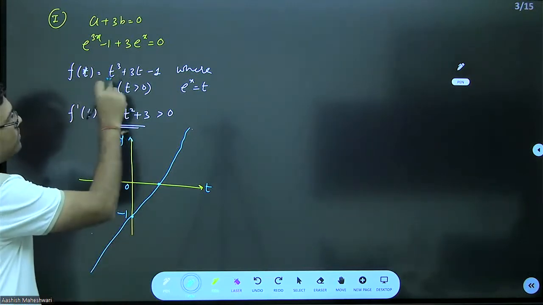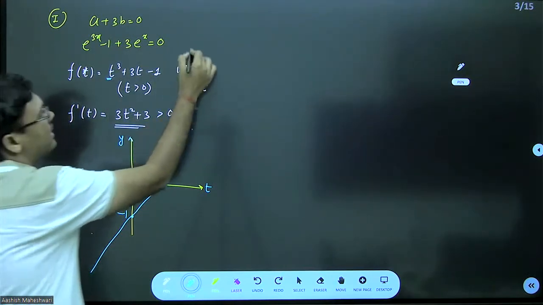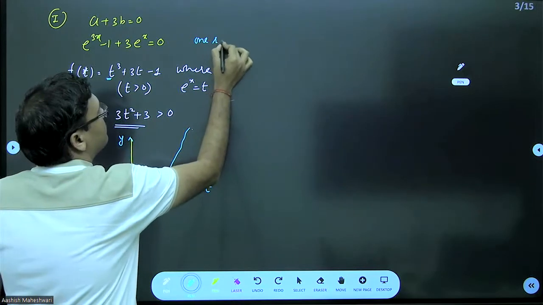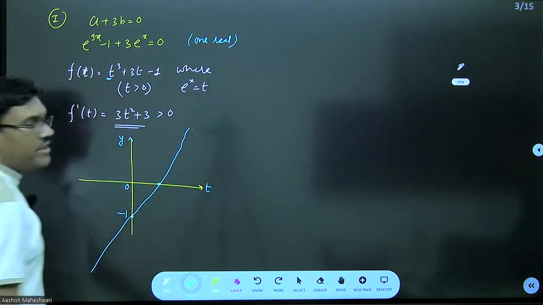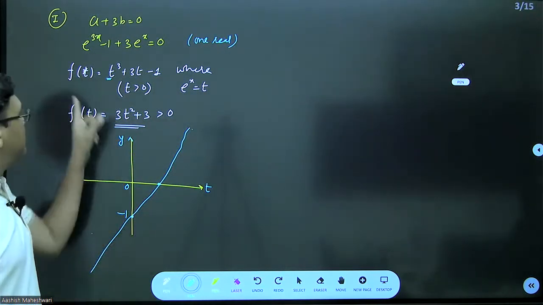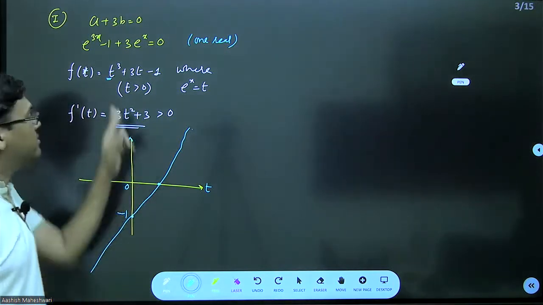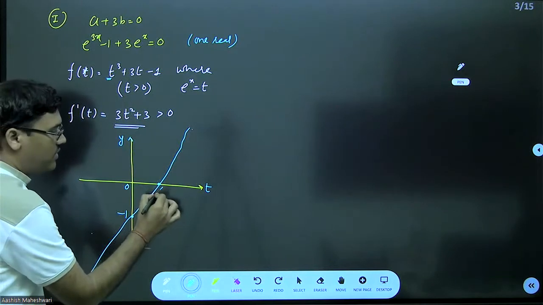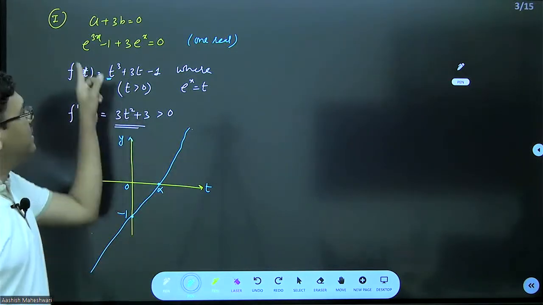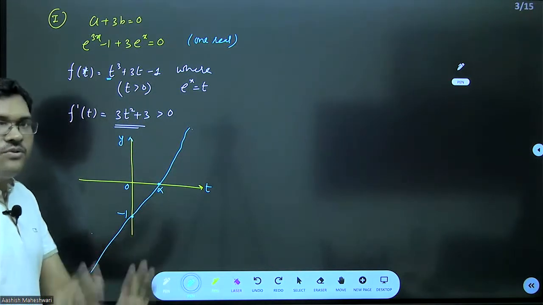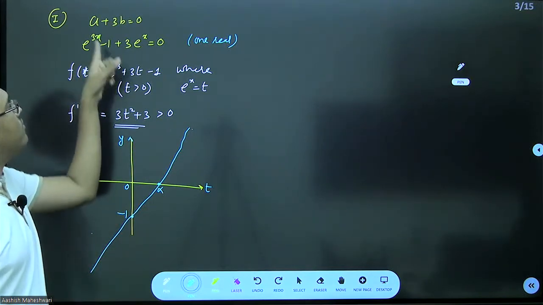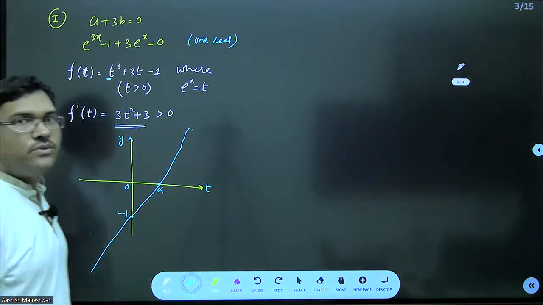So how many roots of this equation? We have only one real root. Why do we have one real root? Look once again. This is 0 for some positive value. At how many positive values is this equal to 0? Only one positive value. Whatever that value is, this will definitely have one root. Only one root, correct? So there will be one root for this equation, a plus 3b equal to 0.